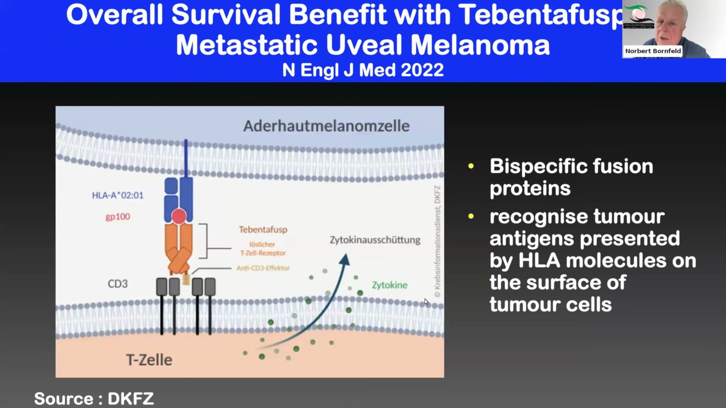The first drug which was licensed to treat metastatic uveal melanoma was tebentafusp. And that was first published in 2022.